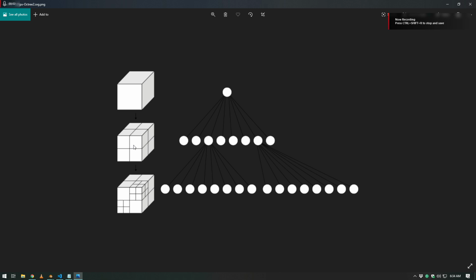Hello everyone, this is Team Spinning Falcons for the data structures project. Our data structure is the Octree, which is basically a 3D space partitioning structure.